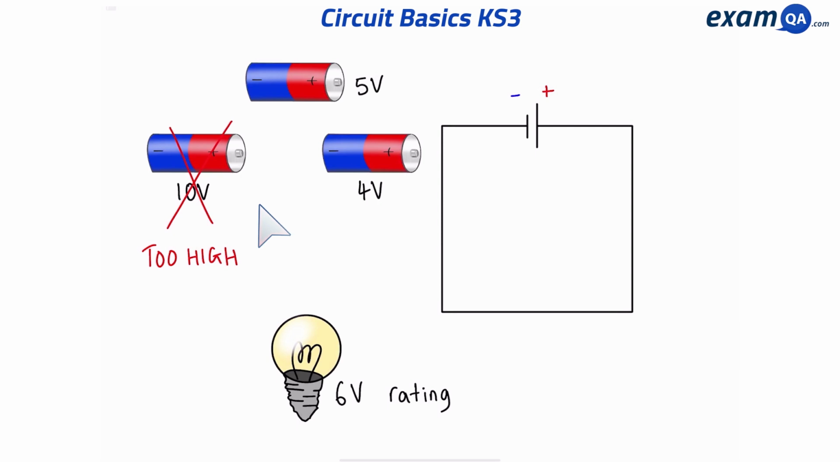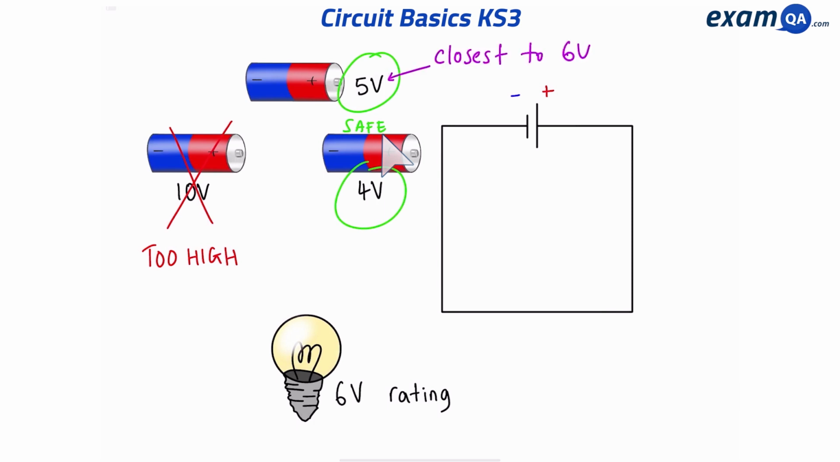I can't use this one because the rating is too high. Our bulb is only 6 volts. This cell has 10 volts. These two are safe. They're both lower than 6 volts. But which one should I choose? I can't use them both together. That would make 9 volts. So I have to pick one.